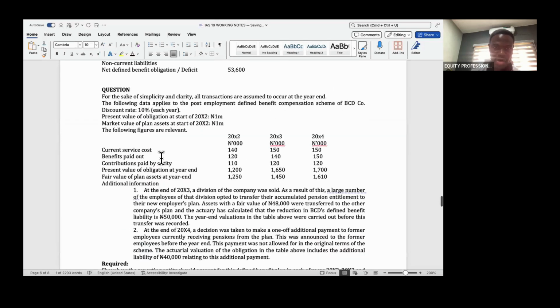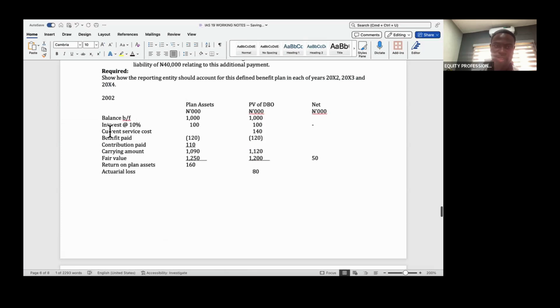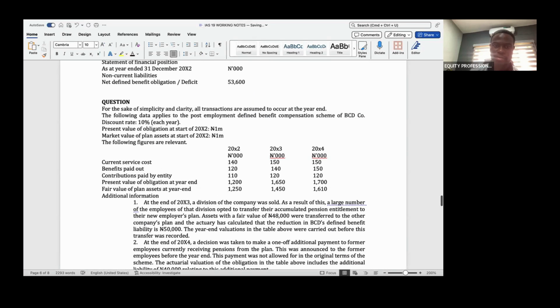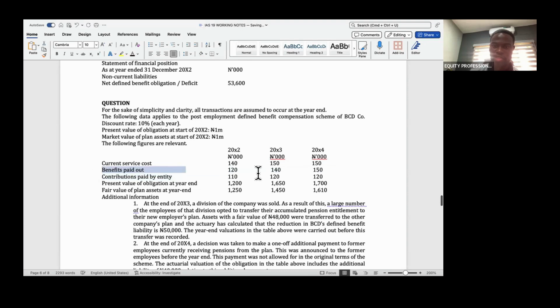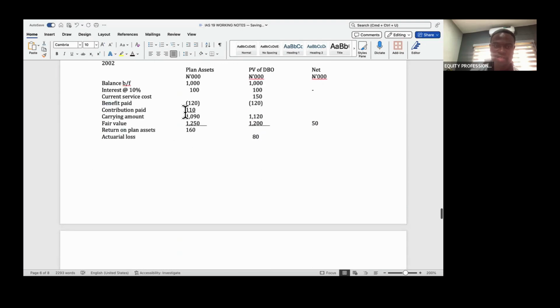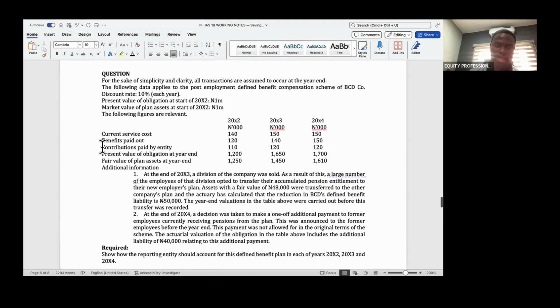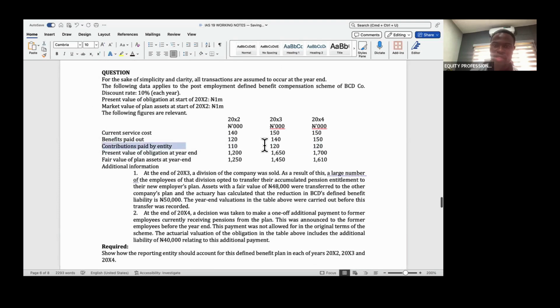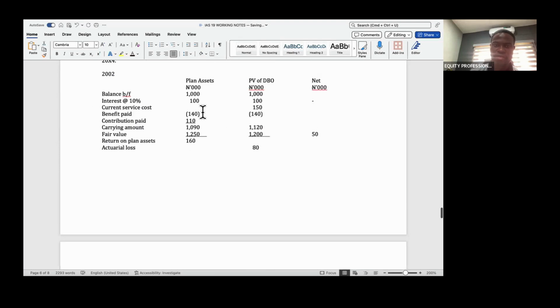Then our current service cost in 2003 is actually 150. We already agreed that current service cost should go to DBO, 150. Benefits paid in 2003 is 140. We already agreed that benefits paid will be taken out from the DBO, so 140. Then contribution paid is 120 in 2003. We already agreed that contribution paid should be added to plan asset.